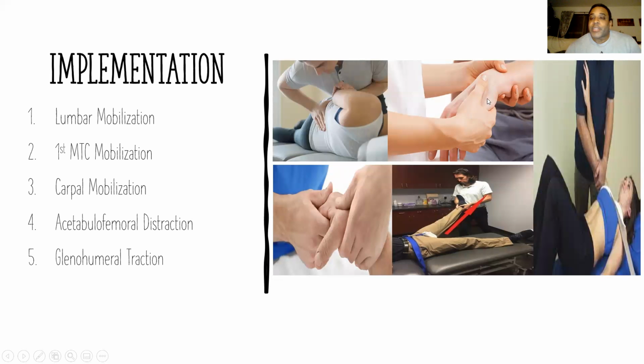We have a carpal mobilization. This is real good for anybody that's coming off of being immobilized from a fracture or a sprain or anything like that, to get those carpal bones moving and to get more range of motion in that wrist. We have acetabular distraction, and then we have glenohumeral traction.